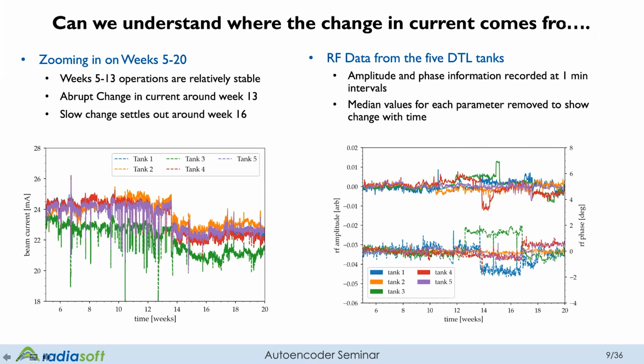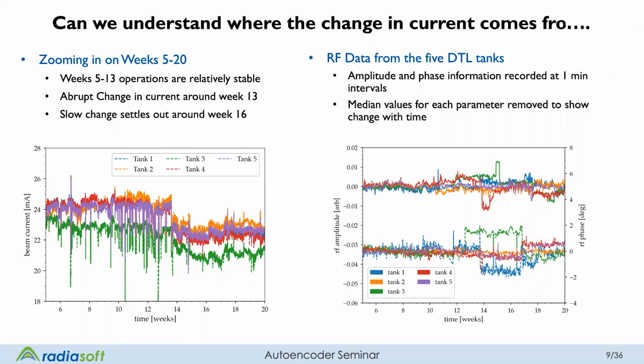What is more important is that there's a sharp change in the current right around week 14, and then there's a decay in that current, and then it settles out to some other value that's not the original steady state value during normal operation between weeks 5 and 13. The question I was interested in answering was: is this related to changes in the RF parameters? Or was there a change in the RF system that caused this, and then there was retuning that caused the system to settle out at some other value?